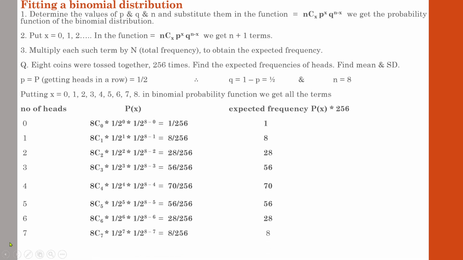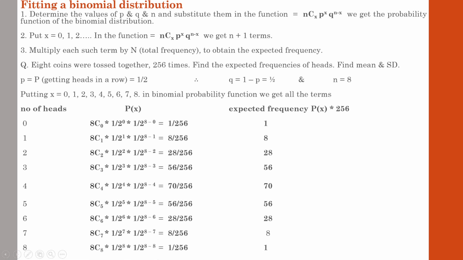Next one, 7. 7 means if you have tossed 8 coins simultaneously, what is the chance of getting 7 coins as head? So 8C7 into 1 by 2 raised to 7 into 1 by 2 raised to 8 minus 7, you will get 8 by 256, that is 8.